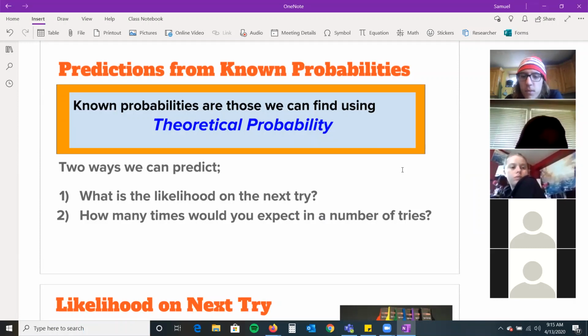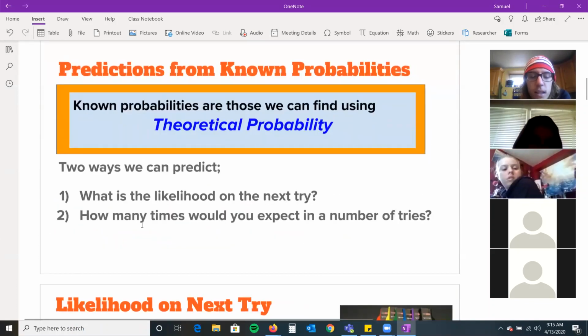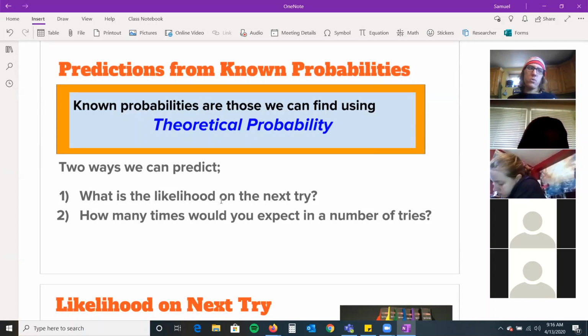Two ways we can predict. One, what is the likelihood on the next try? And two, how many times would you expect in a number of tries? So, for example, if we're talking about the coin, right? We could say, if we flipped a coin, the probability of getting heads on the next go would be 50%, right? So then if we said we're going to flip a coin 40 times, you could say, well, the probability of getting heads, if we're doing it 40 times, would probably be 20 heads because of our theoretical probability of getting half, right?